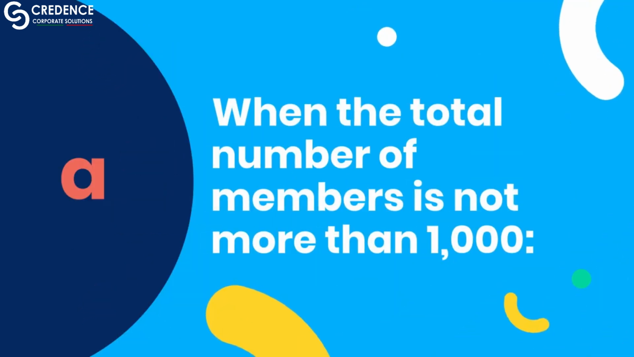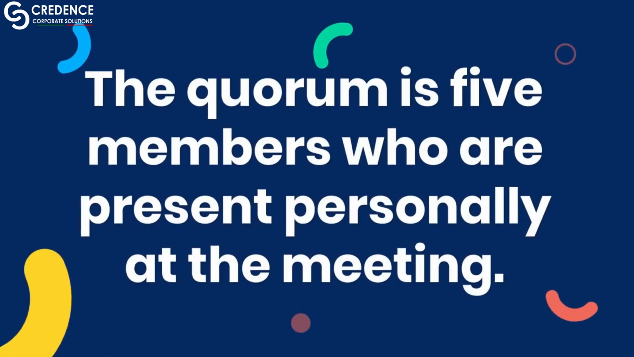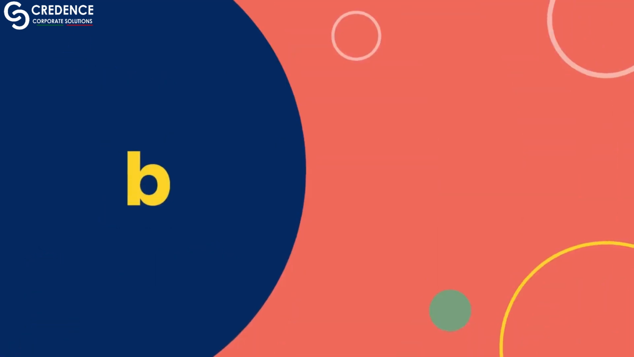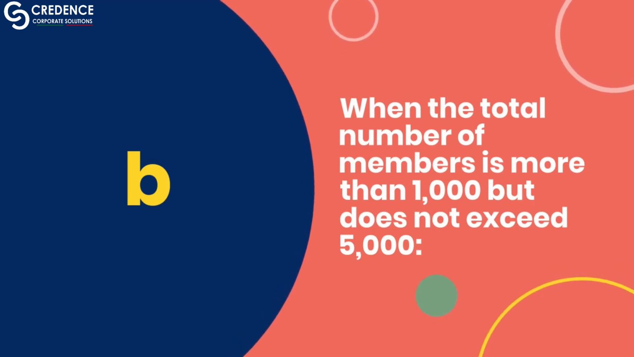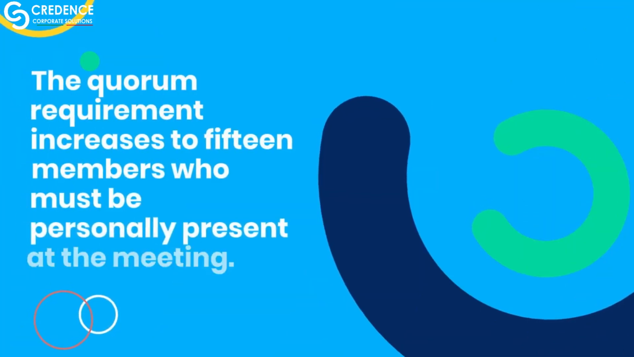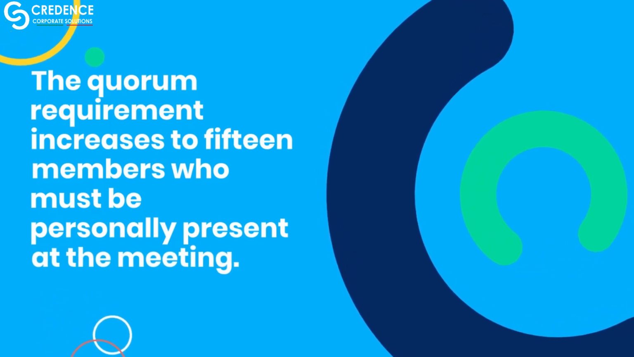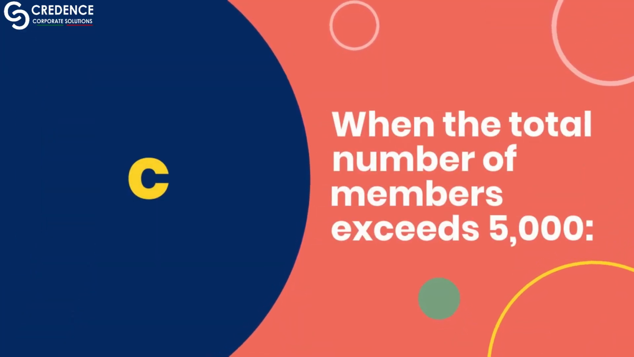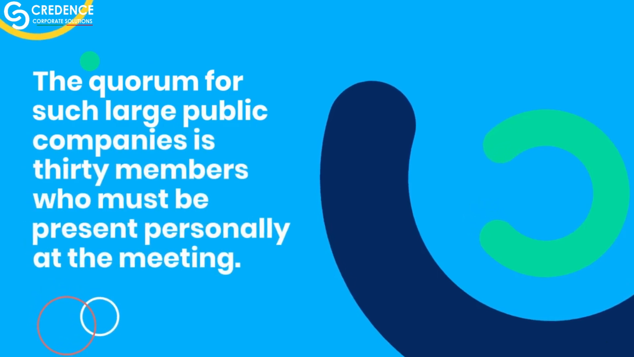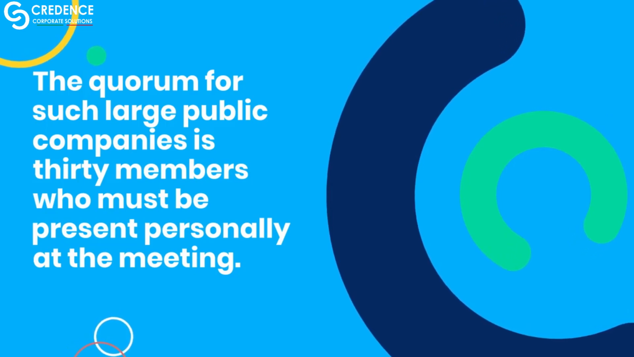A. When the total number of members is not more than 1,000, the quorum is 5 members who are present personally at the meeting. B. When the total number of members is more than 1,000 but does not exceed 5,000, the quorum requirement increases to 15 members who must be personally present at the meeting. C. When the total number of members exceeds 5,000, the quorum for such large public companies is 30 members who must be present personally at the meeting.